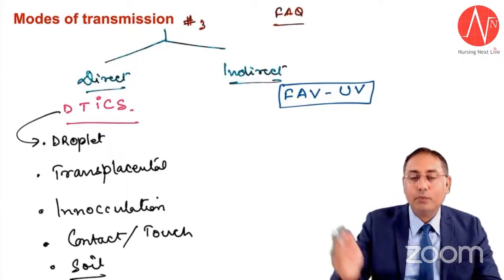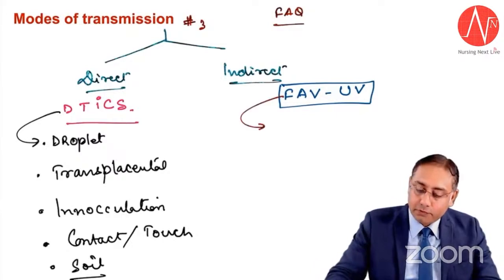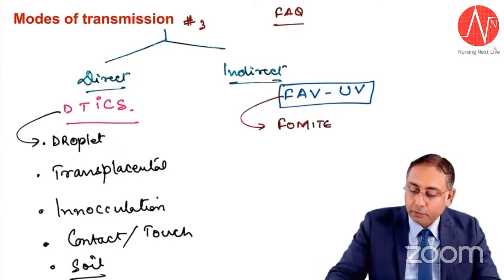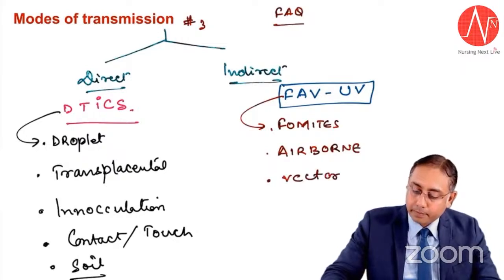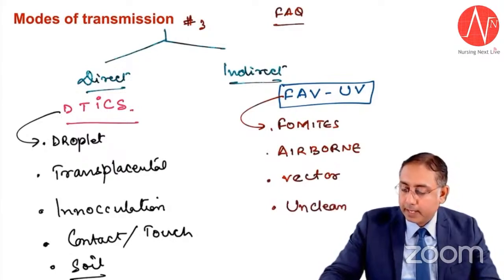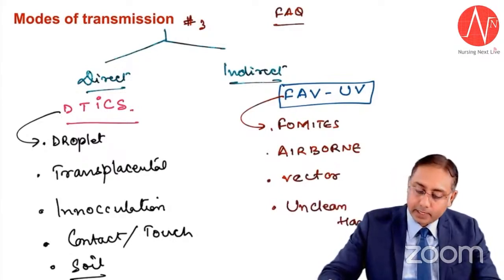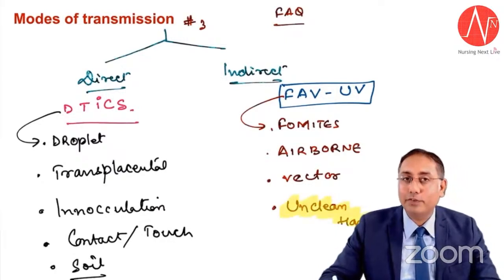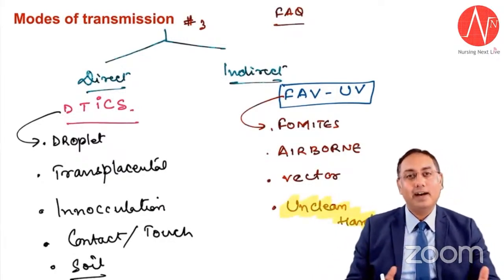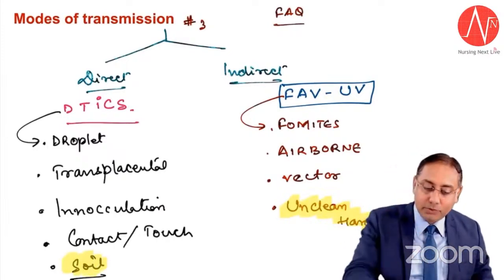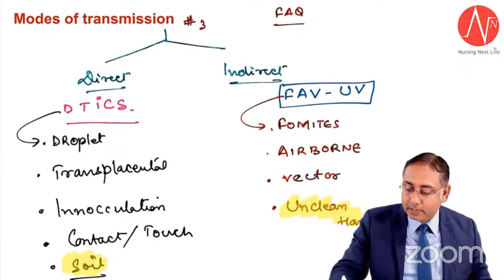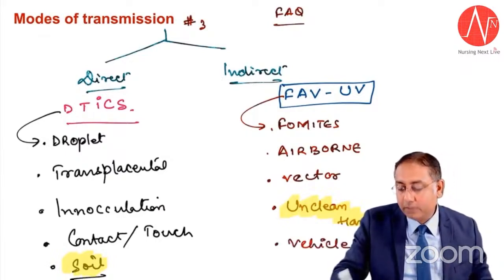Next, coming to the other hand. What is FAVUV? F stands for fomites. A stands for airborne. V stands for vector-borne. U stands for unclean hands. Very frequently they have asked again, are unclean hands a direct mode of transmission or an indirect mode of transmission? Unclean hands are an indirect mode of transmission. Soil is a direct mode of transmission. No confusion. Okay. And the last point is the V again. It is vehicle-borne transmission.